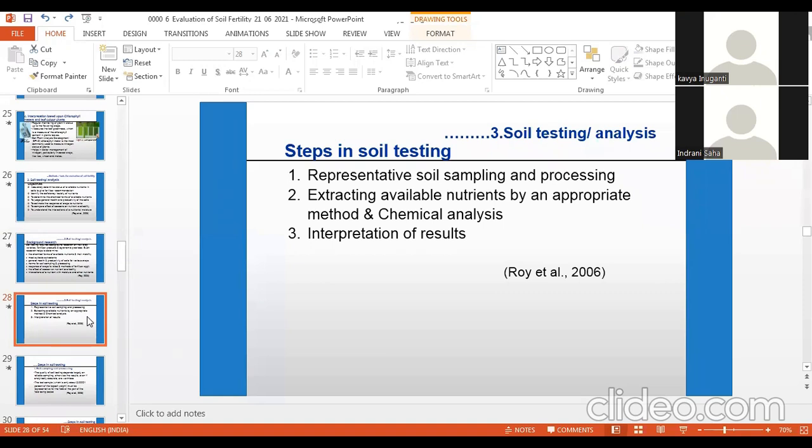And then you need to use certain chemical methods to analyze the nutrients. And then you will know the status of nutrients in soil, and you need to go for interpretation of the results.